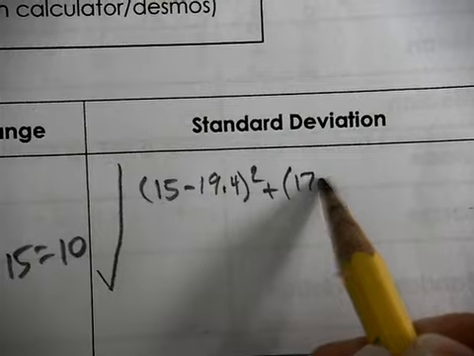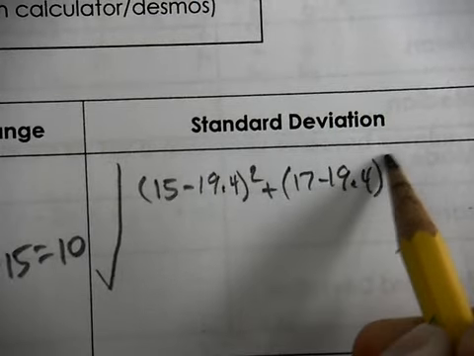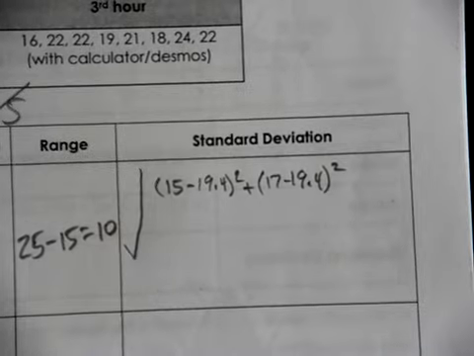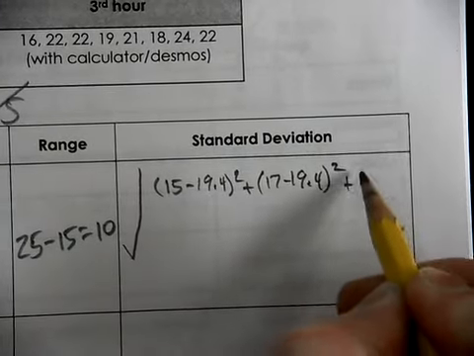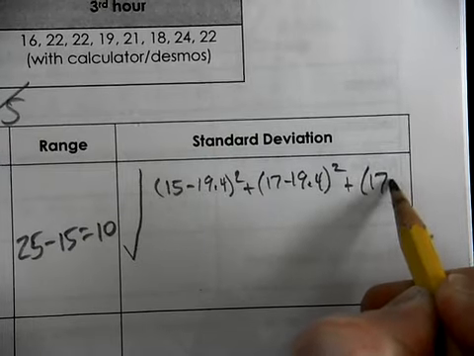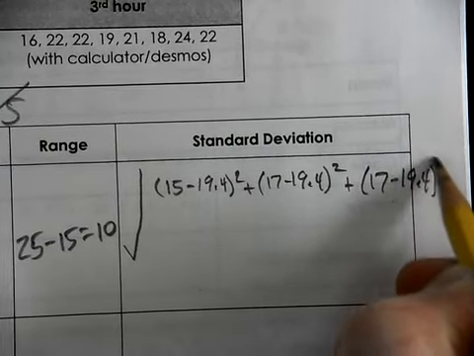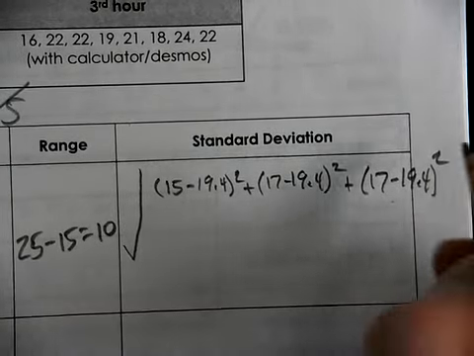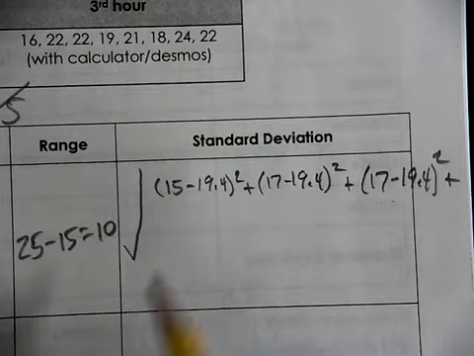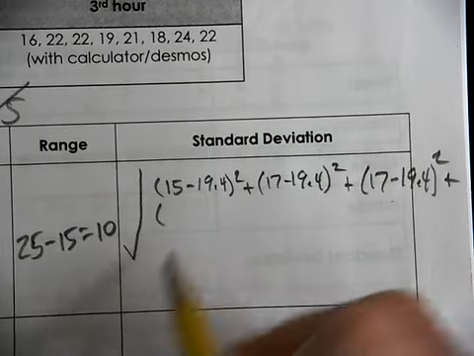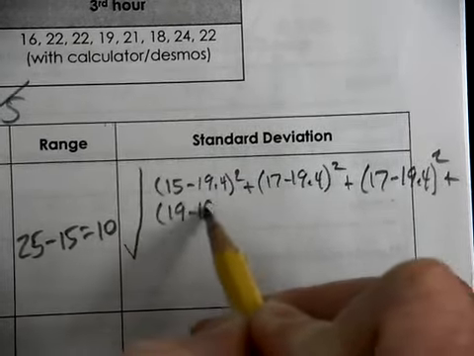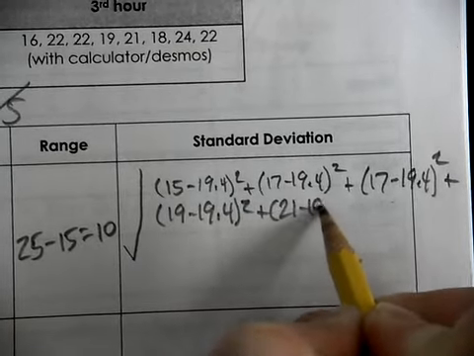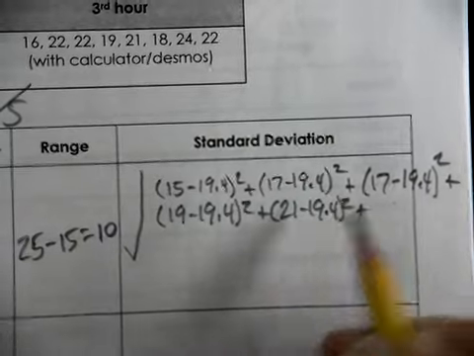Then we had 17 minus 19.4. And then we had 17 again minus 19.4. You might get away with saying 2 times that amount. But anyway, plus 19 minus 19.4, 21 minus 19.4, quantity squared.